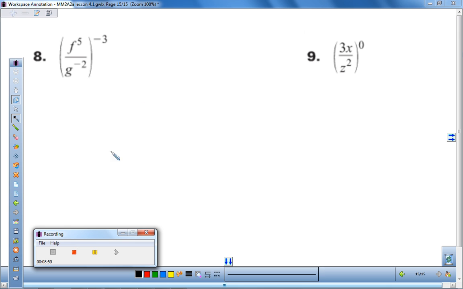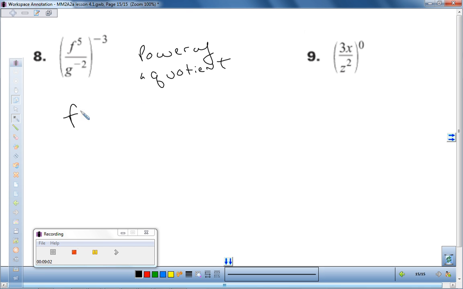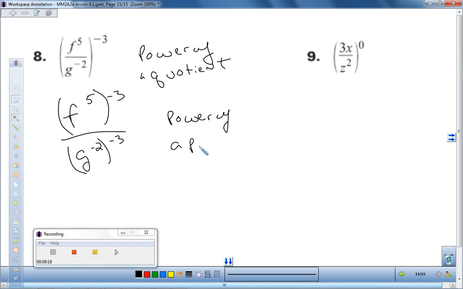Here we're going to use power of a quotient first. So we end up with f to the 5 times negative 3, and then g to the negative 2 times negative 3. And then from there we're going to use power of a power. So we end up with f, I'm going to go ahead and multiply them together, so we get negative 15 over g to the 6th. So that was the power of a power. Negative 3 times 5 gives us the negative 15. Negative 3 times negative 2 gives us 6.